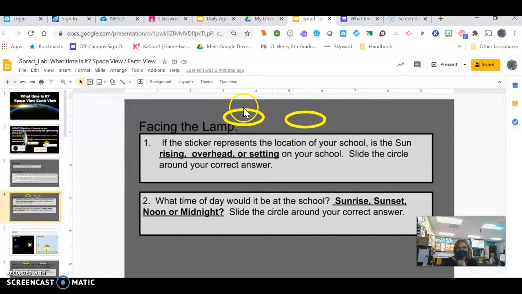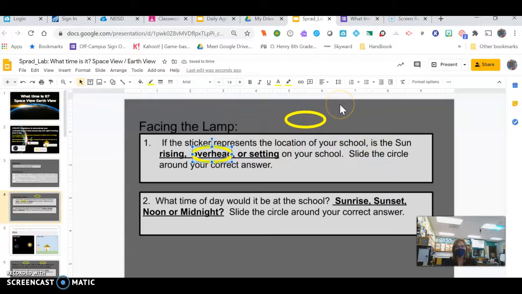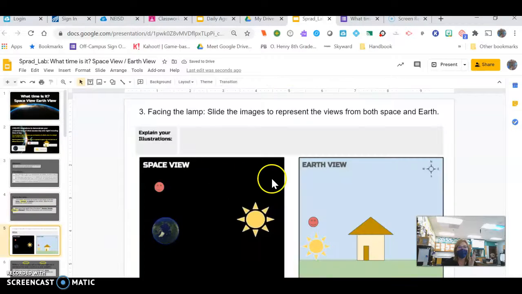So we're going to go through this one together. Since you're standing here and the lamp is out, if this is my head, the light is directly overhead. So you should have overhead. Done? When you are outside and the sun is straight over your head, is it sunrise, sunset, midnight, or noon? The answer is noon. Okay? So now we need to go to our next slide for our views.